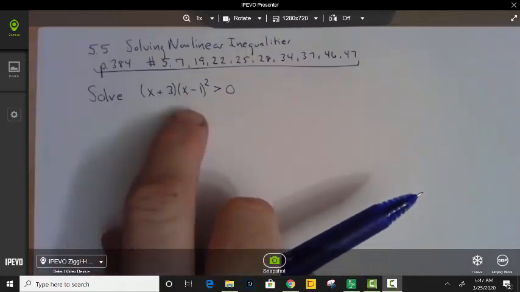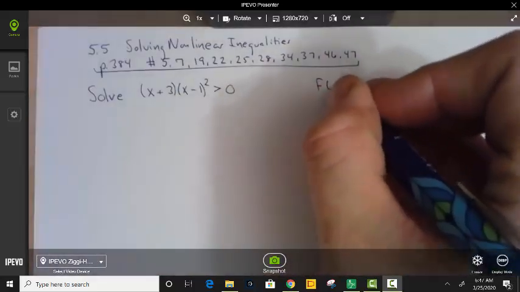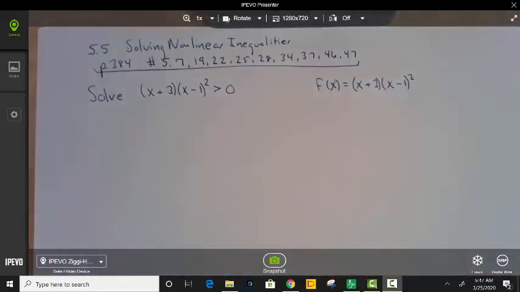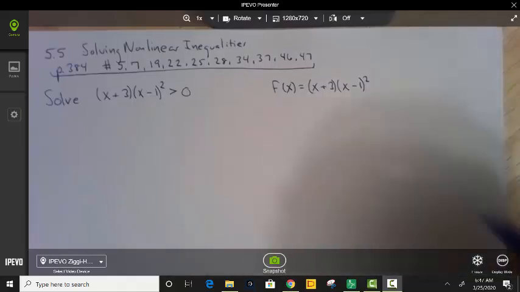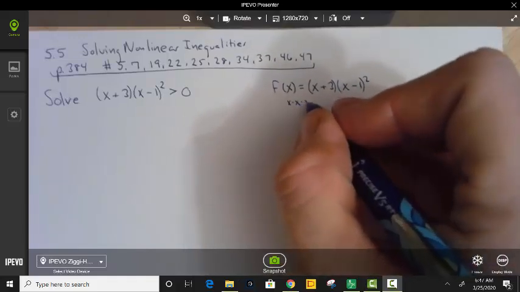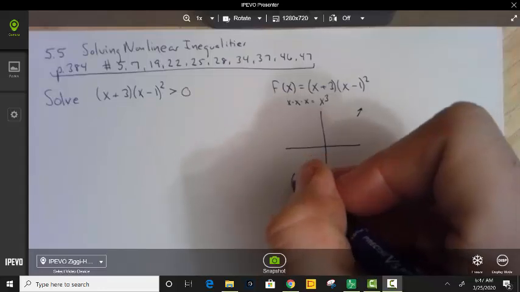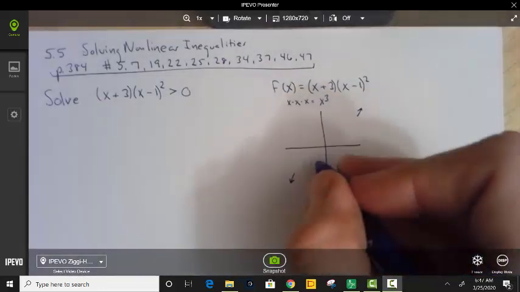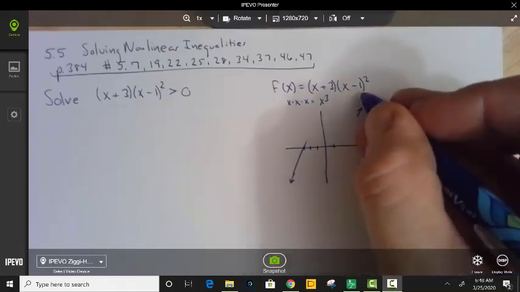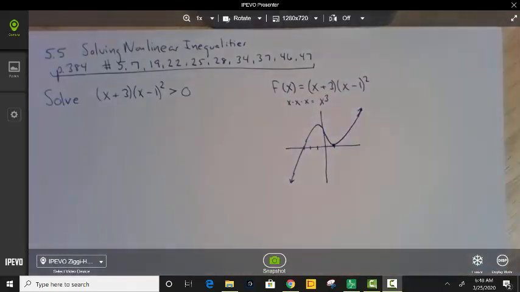So what we're going to do is solve this inequality using the graph. We're going to graph f of x equals x plus 3 times x minus 1 squared. And we did this earlier in this unit. The leading term would be x times x times x, which means the leading term would be x cubed. So we know that the end behavior would look like this, and we know that it has an x-intercept at -3, that it passes straight through, and it has an x-intercept at 1, which is U-shaped. So a rough sketch of this looks something like this.